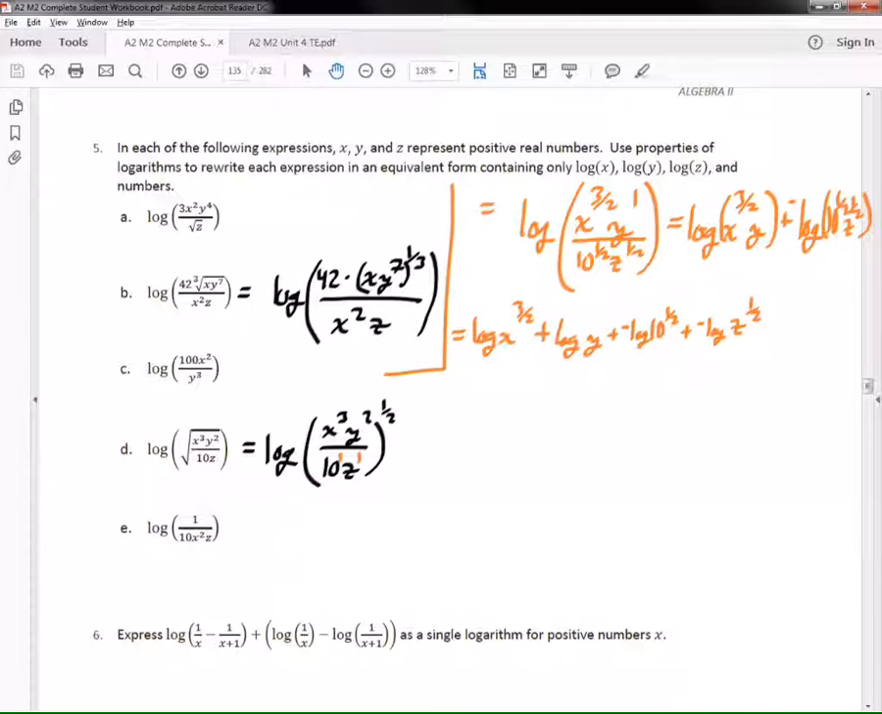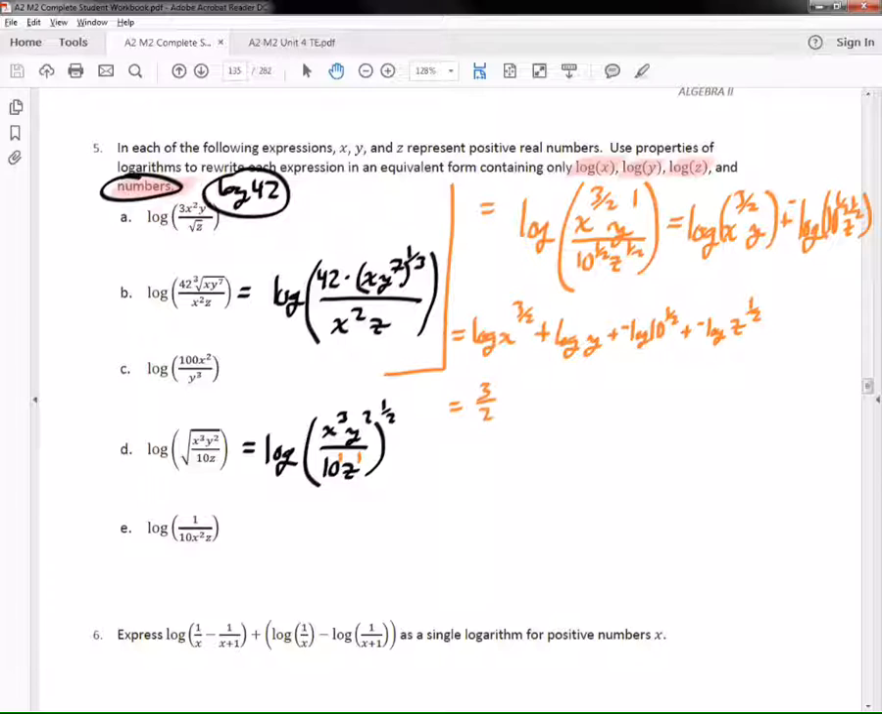So the last step is to get rid of the exponents inside of the logs, because the directions say write with only log x, log y, log z, and numbers. Now a number could be a nice pretty number, or something like log of 42. Log of 42 is just a number, so that would fall into the numbers category. Alright, so let's come back to this and finish it. Let's drop those exponents.